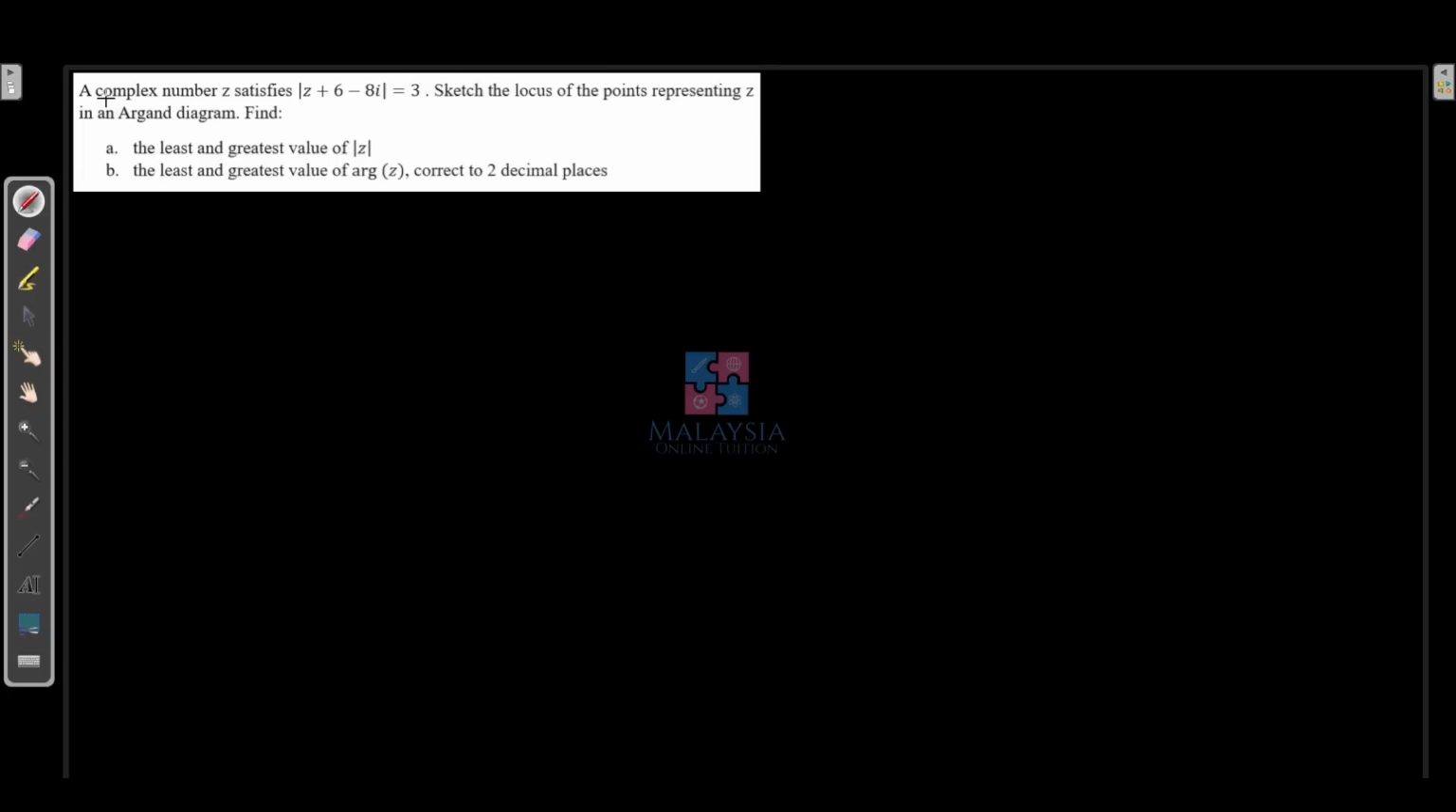For question number 5, a complex number z satisfies modulus of z plus 6 minus 8i equals 3. Sketch the locus of the points representing z in an Argand diagram. Find for part A the least and greatest value of modulus z. So for the first step, we need to sketch the Argand diagram first. The center of the circle here is going to be, we can write z minus negative 6 plus 8i, meaning that the center of the circle is going to be at negative 6, 8. So we can sketch something like this.